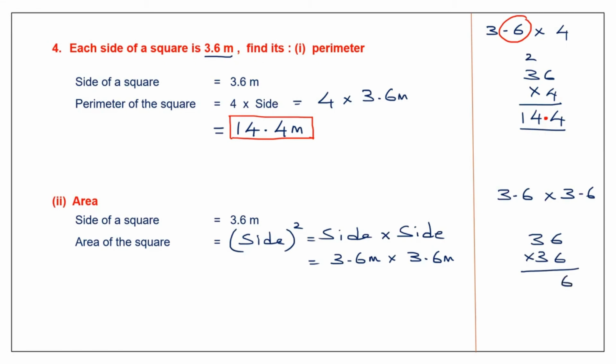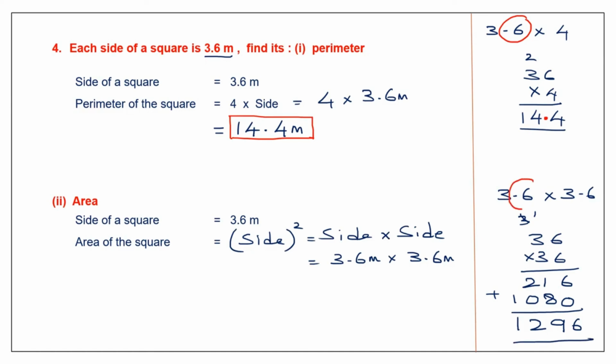6 6s are 36, carry 3. 6 3s are 18, 19, 20, 21. Second step, 3 6s are 18, carry 1. 3 3s are 9, plus 1, 10. So let's add this up. 6, 1 plus 8 is 9. Then we have 2 and 1, 1296.